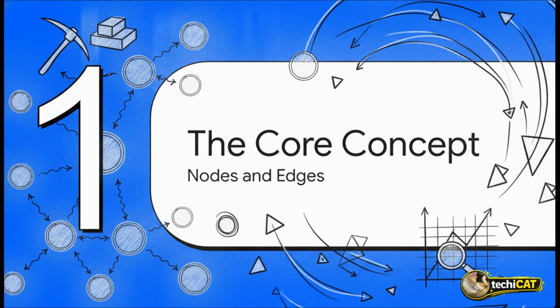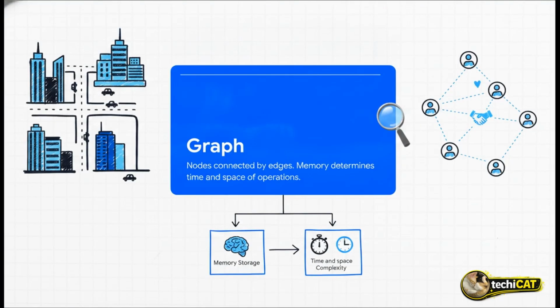All right, section 1, the core graph concept. Let's make sure we totally understand nodes and edges. Simply put, a graph is just nodes, which you'll often hear called vertices, connected by edges. Think of cities connected by highways, or users connected by friendships on a social network. Conceptually, it's super intuitive, right?